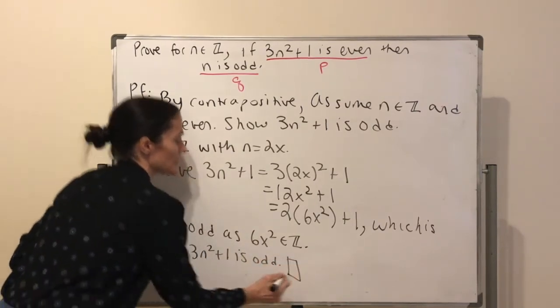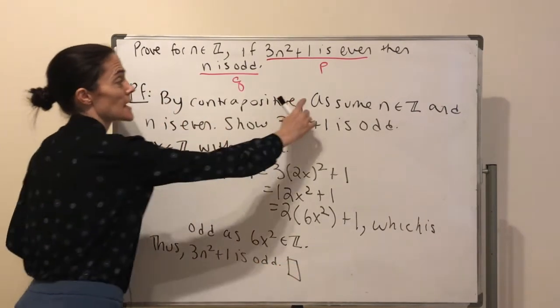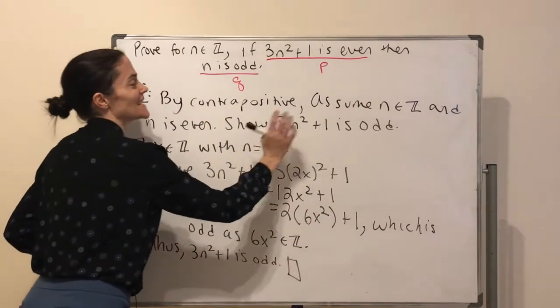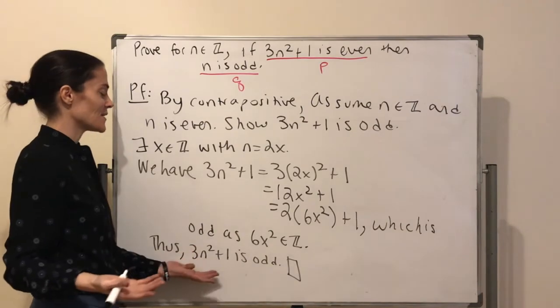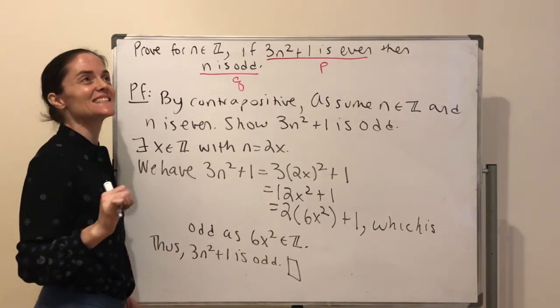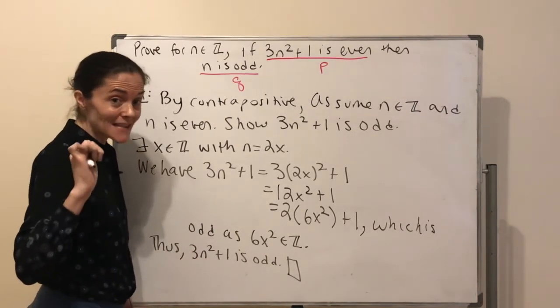And I am done by contrapositive because I stated my assumption, I stated what I needed to show, that I was using this technique, and then I showed it. So this is a proof by contrapositive.